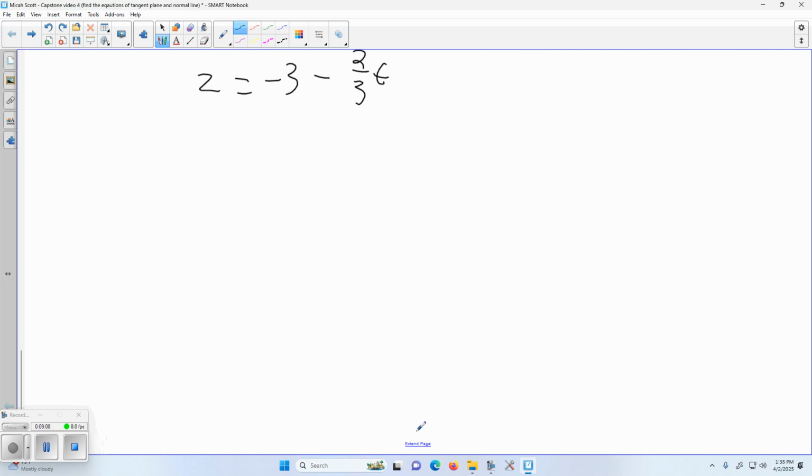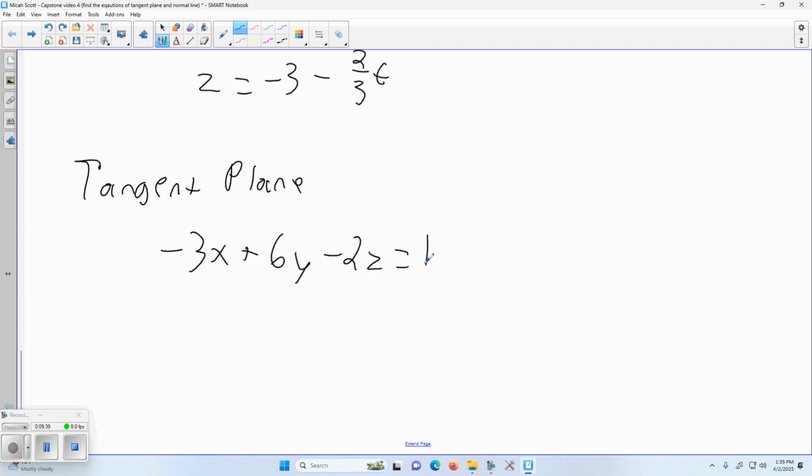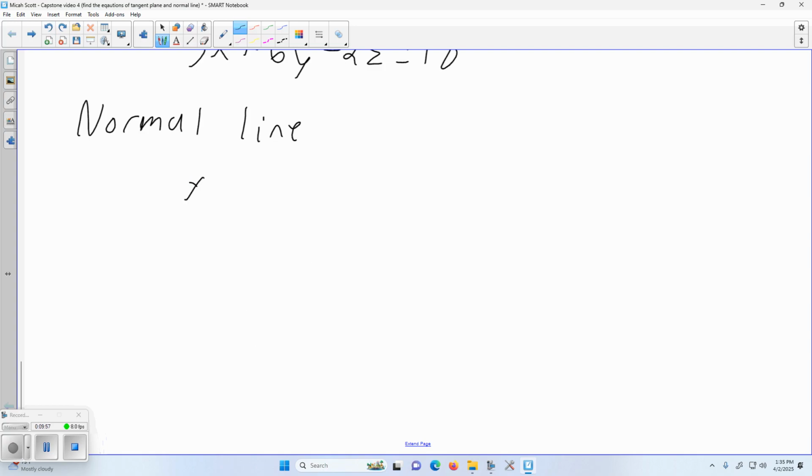So to finish, the equation for the tangent plane was negative 3x plus 6y minus 2z equals 18, and the equations for the normal line are x equals negative 2 minus t, y equals 1 plus t, and z equals negative 3 minus 2/3 t.